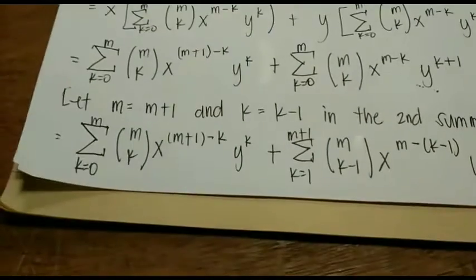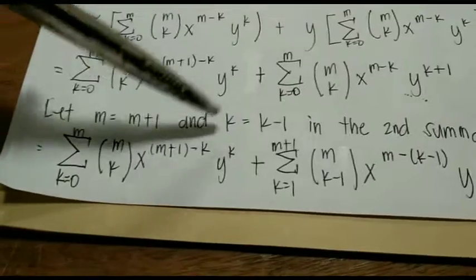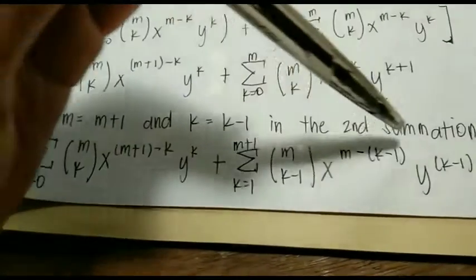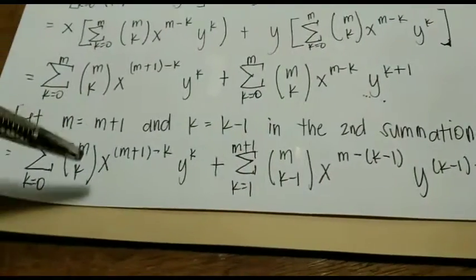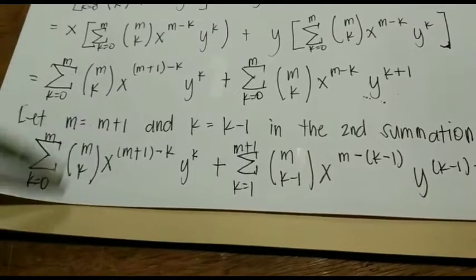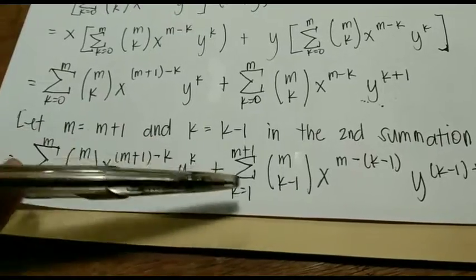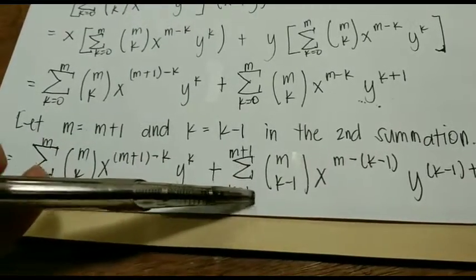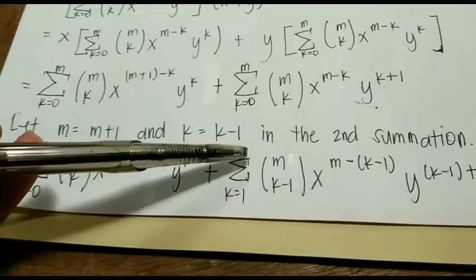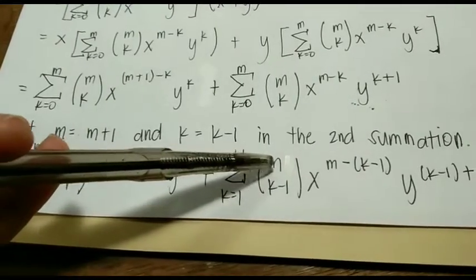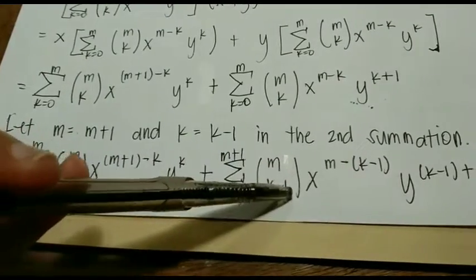Then let m equal m plus 1 and k equal k minus 1 in the second summation. So the first summation is already fine, and we change the second summation, which we adapt. So the summation of k equals 1 to m plus 1 of m taken by k minus 1. So there.